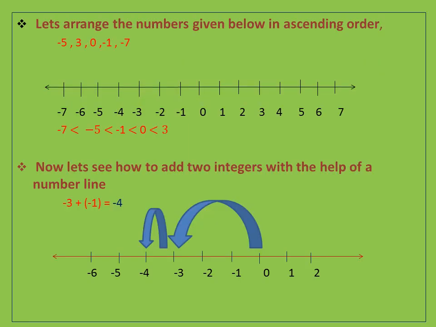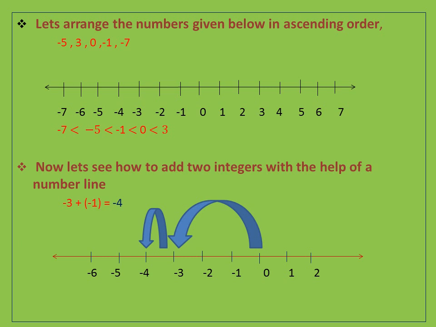Now, as we have discussed earlier, the numbers which are at the left side of 0 are negative integers and they are less than 0, and the numbers which are at the right side of 0 are positive numbers and they are greater than 0. The more we go towards left, the number decreases, and the more we go towards right, the number increases.